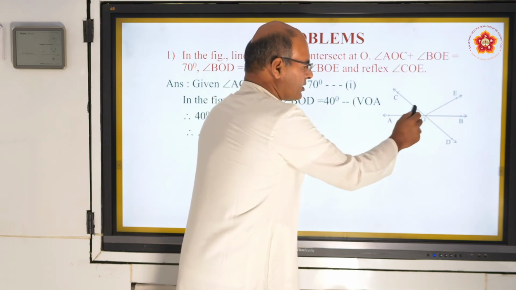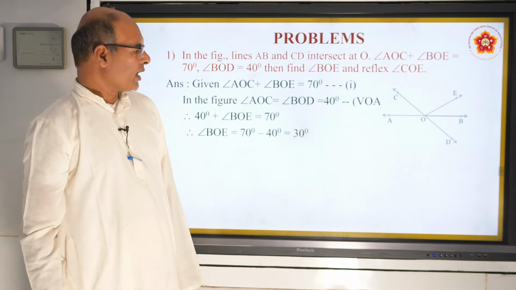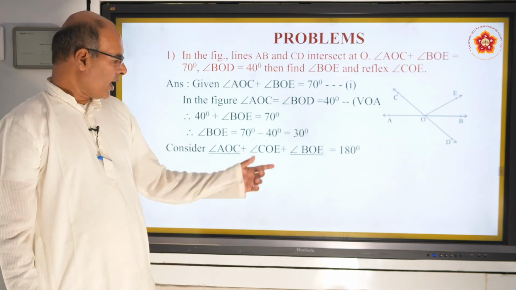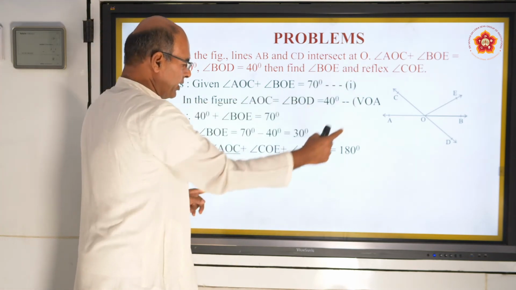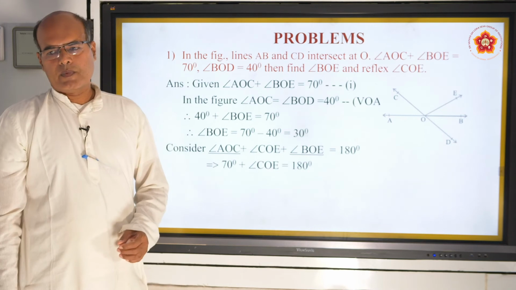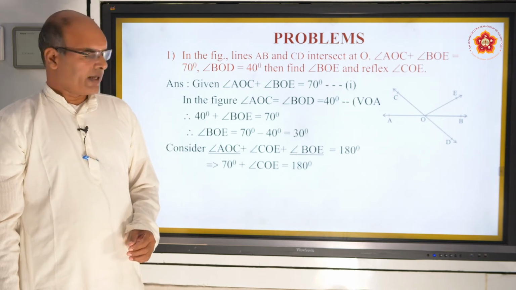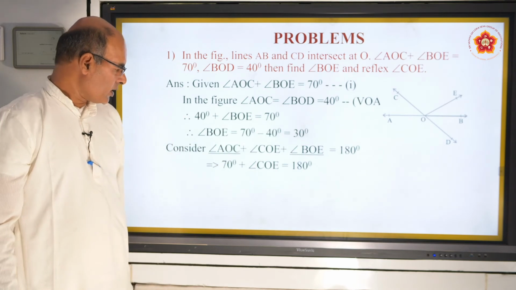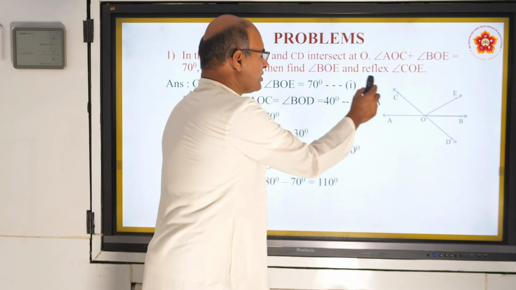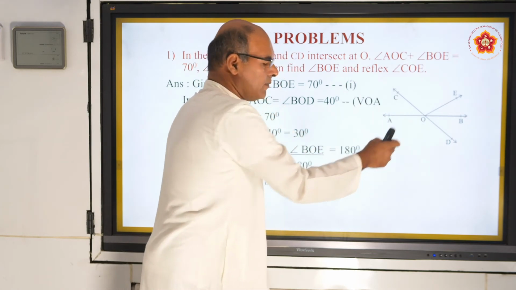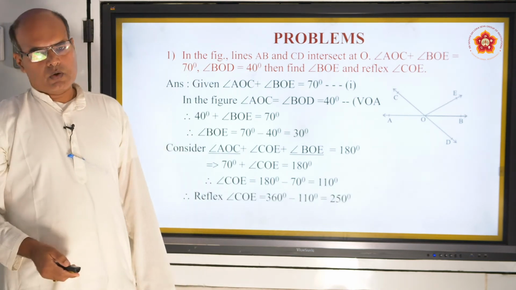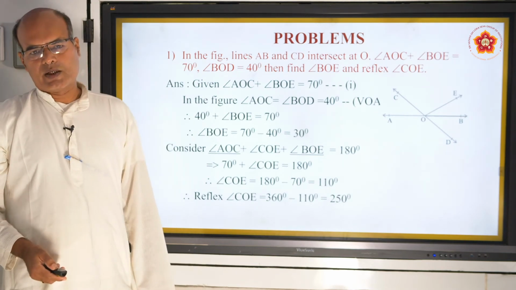The sum of these three angles is 180 degrees. So angle AOC plus angle COE plus angle BOE is equal to 180 degrees. In these three angles, we know the sum of these two angles, given here. So instead of these two angles, you can write 70. So 70 plus COE is equal to 180 degrees, a straight angle. Send this 70 to that side, and you get angle COE equal to 110 degrees. So this angle is 110 degrees. It is asked to find the reflex COE, that is this angle. So subtract 110 from 360, and you get 250 degrees. The reflex COE is 250 degrees.